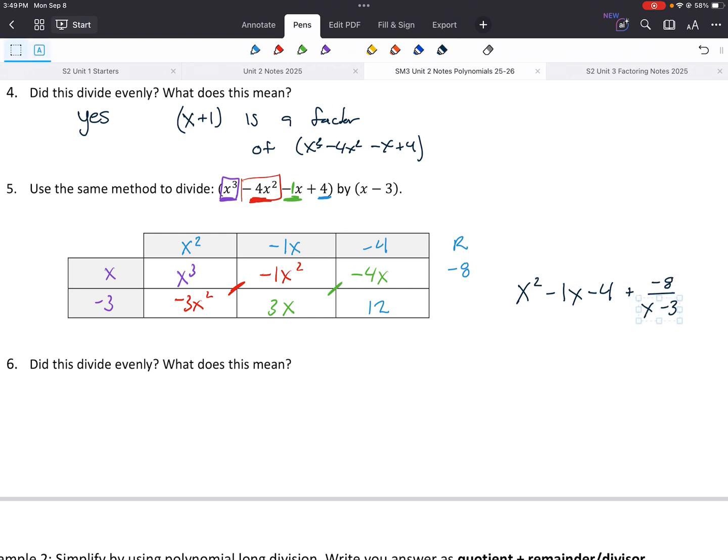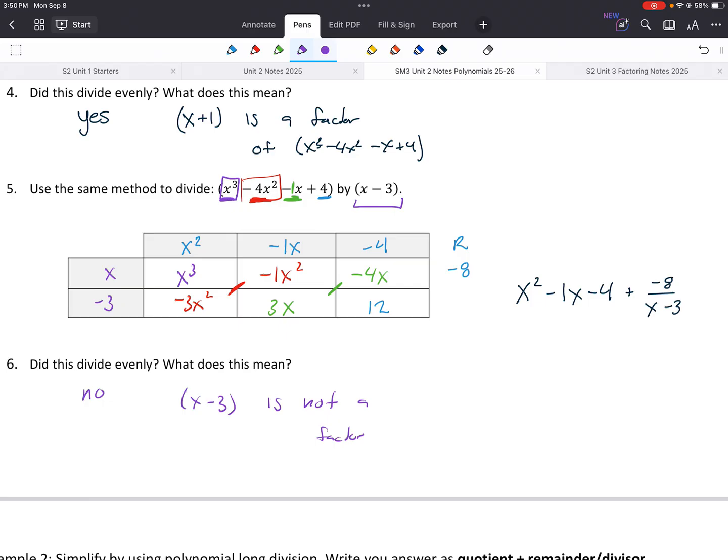Okay, kind of got that off a little bit. You can also, if you wanted to, do a negative here and then just have an 8 on the top. You could do 8 or negative 8 over x minus 3. That would still be fine. All right, so what does that mean? Did it go in evenly? No, it did not. So what does that mean about the divisor? It means that x minus 3 is not a factor of our divisor, or sorry, our dividend, this thing.